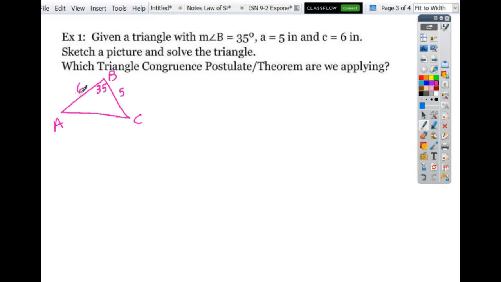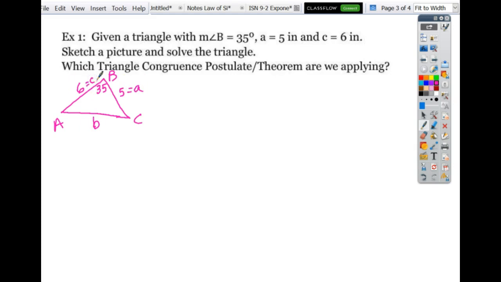So, do I have side angle side? Side angle side means cosine. I'm going to use the law of cosines. So, what do I want to do first now? We need to find the other side, right? Because I have an angle and I have the two sides. So this is B, this is A, and this is C.